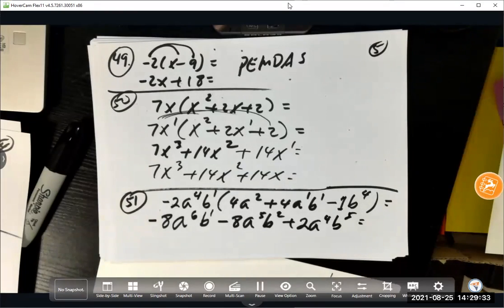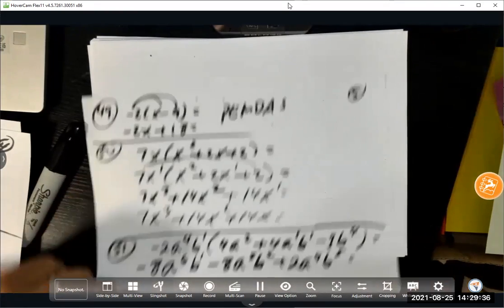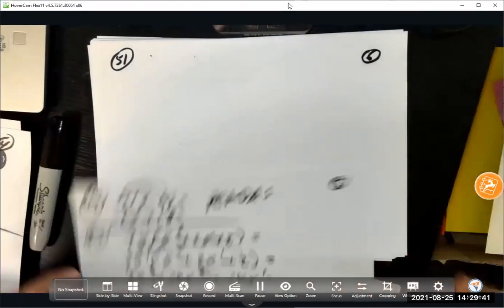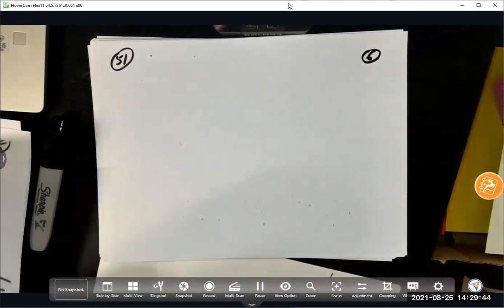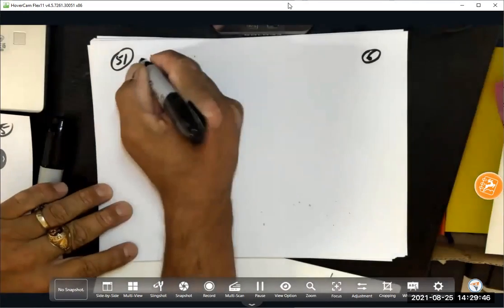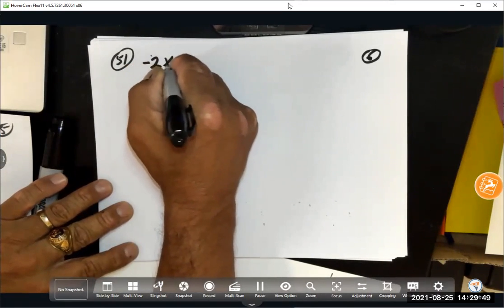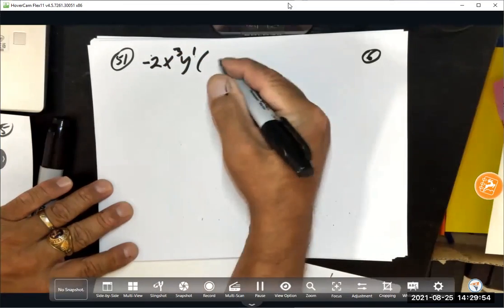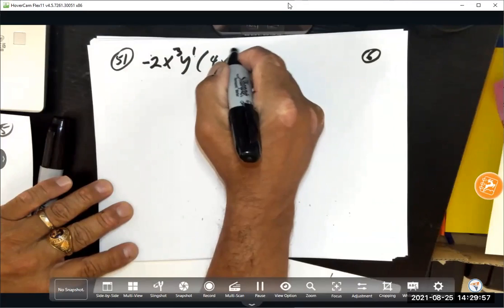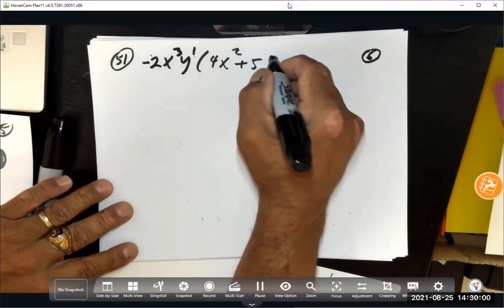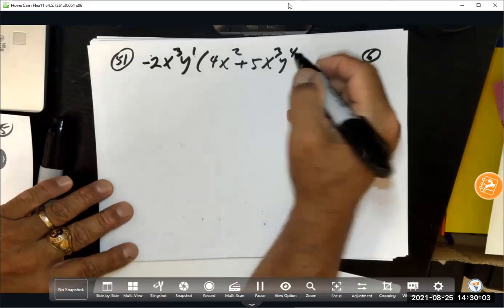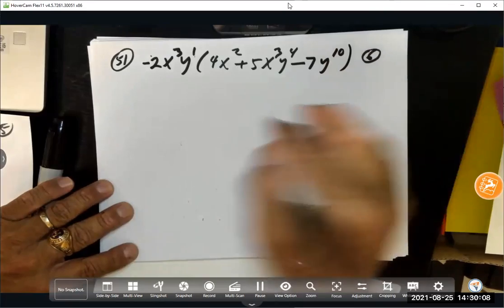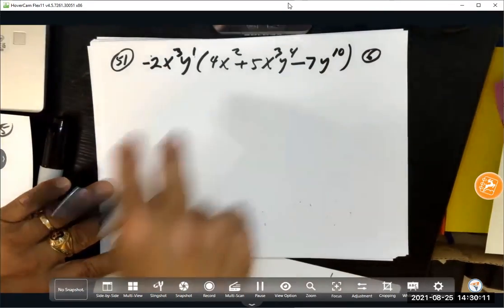Okay. Can you do that one again? Sure. Yeah, one more like this one, since it's kind of a lot. All right, 51 again, and I'm just gonna change the numbers. Let's see. How about this? Negative 2x^3 y^1 times 4x^2 plus 5x^3 y^4 minus 7y^10 or something. Okay, there it is. x's and y's all the way across.